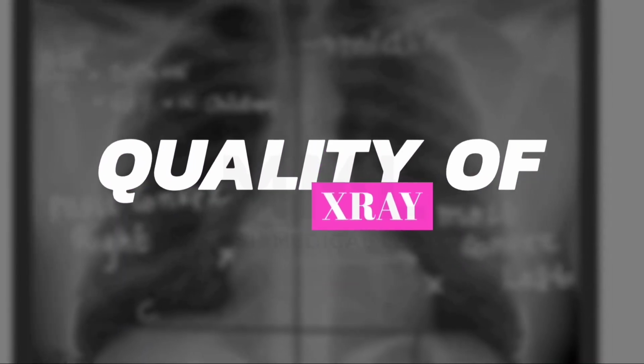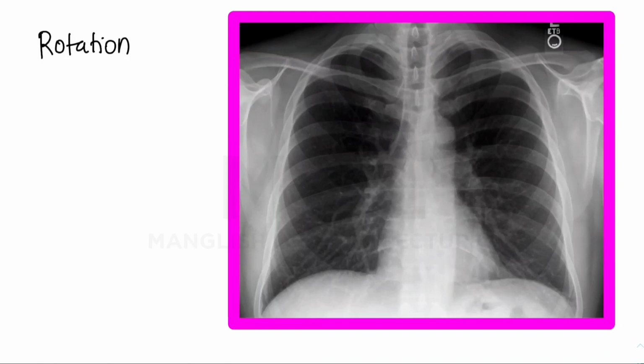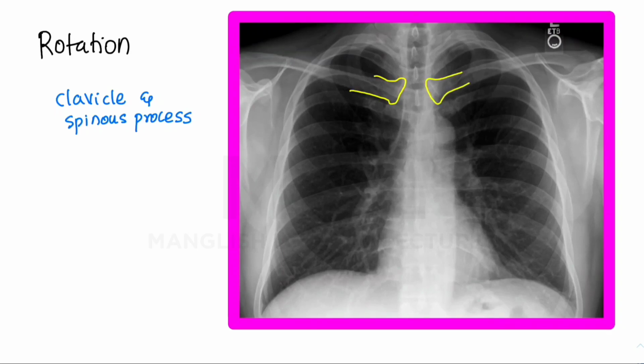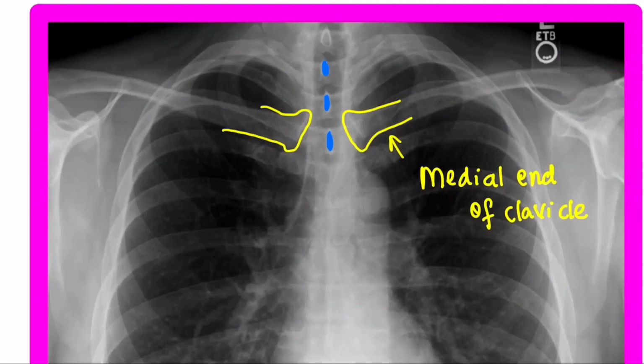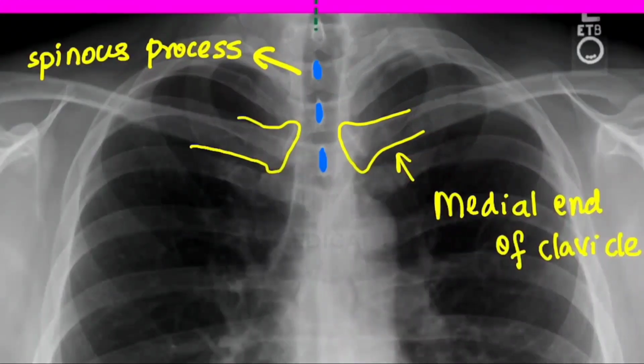We'll begin with rotation. Rotation is an important factor. So how do we understand whether the film is rotated or not? We have to use the clavicle and spinous process. I'll explain it. First, you need to mark the medial end of the clavicle. That is the medial end of the clavicle, and then you can also see these spinous processes, right? I'll zoom in so you can see better. So these are the medial ends of the clavicle and these are the spinous processes.